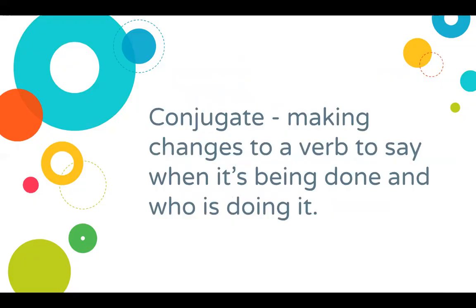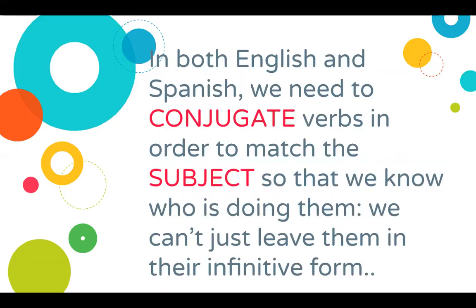And the last word we're going to define today is conjugate. Conjugate means making changes to a verb to say when it's being done and who is doing it. In both English and Spanish, we need to conjugate verbs in order to match the subject so we know who is doing them. You can't just leave them in their infinitive form.